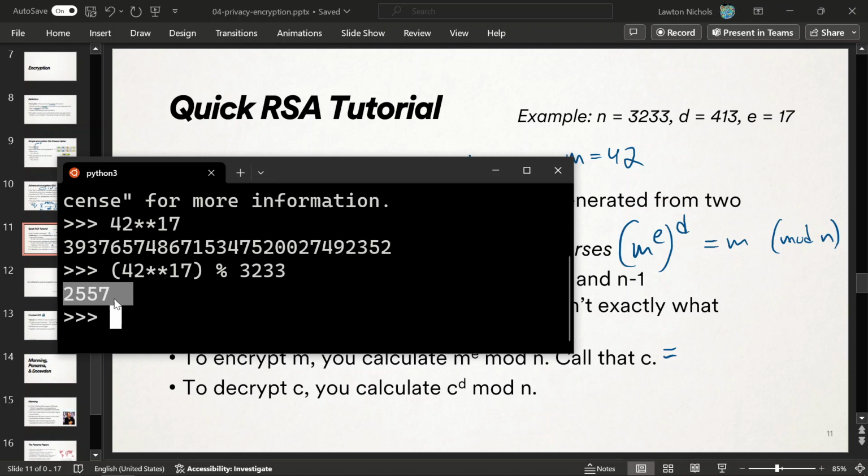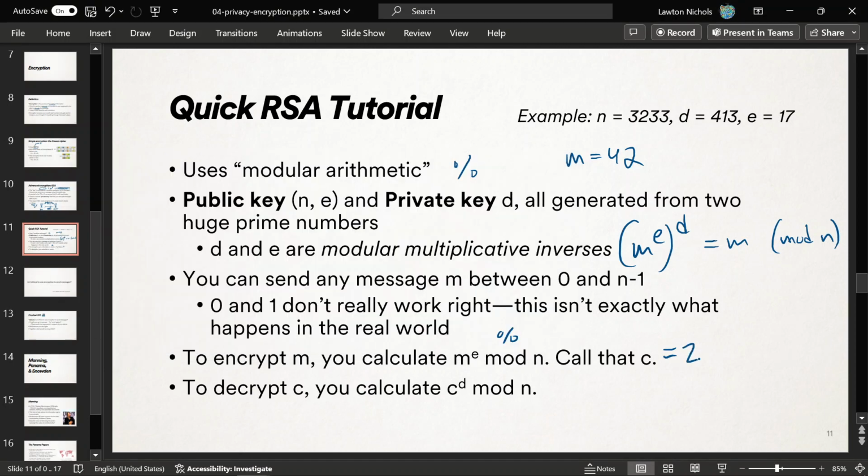And so apparently our ciphertext, the encrypted form of 42, that we're going to send to the person, hard to crack, is 2557. So that's the number we're going to send across the internet publicly. Anybody can listen in. They're still not going to know, if these numbers are big enough, at least.